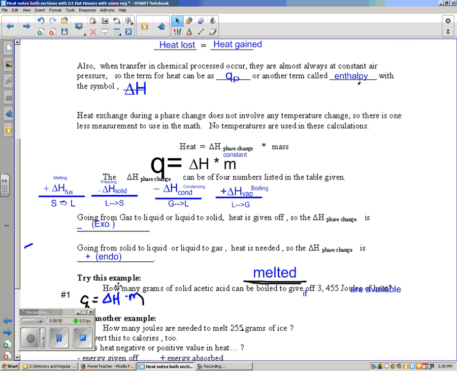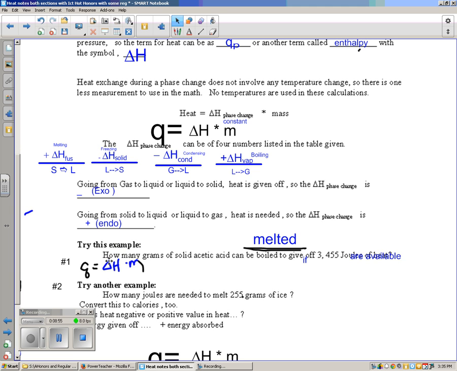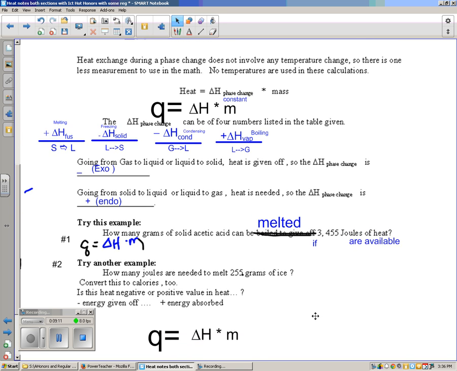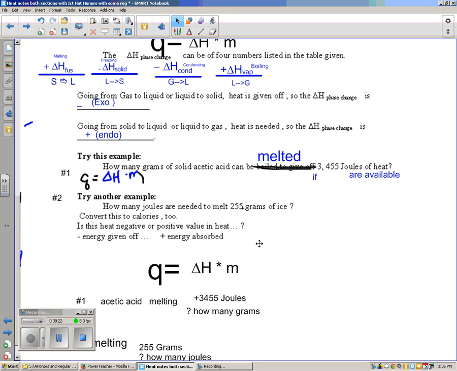Okay, so here are some problems that you're going to be seeing on the homework. And you're going to always use the delta H of the constant times the mass equaling the heat. So I have the first example, I had a couple mistakes on my wording, but it's basically solid acetic acid being melted if you have this many joules that are available. Okay, so I have it set up down here on my slide. Another one is this: so much ice being melted. How many joules are needed to melt so many grams of ice? So I'm going to go over to the board here.